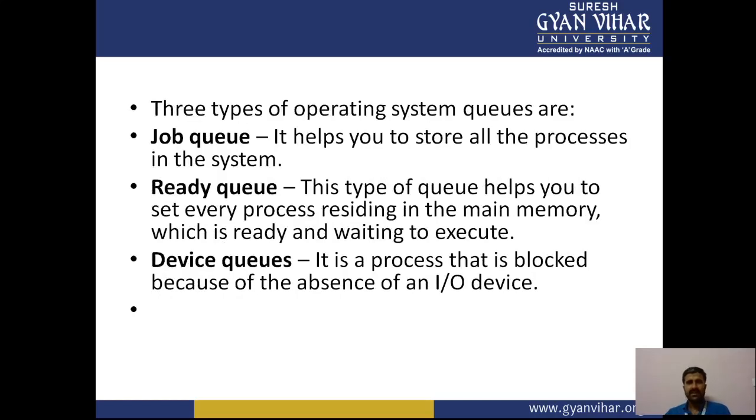There are three types of operating system queues. The job queue helps to store all the processes in the system. The ready queue holds every process residing in the main memory which is ready and waiting to execute. And the device queue holds processes that are blocked because of the unavailability of an input output device.